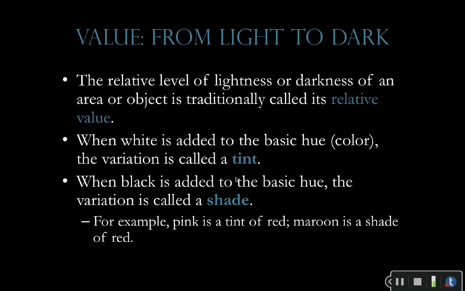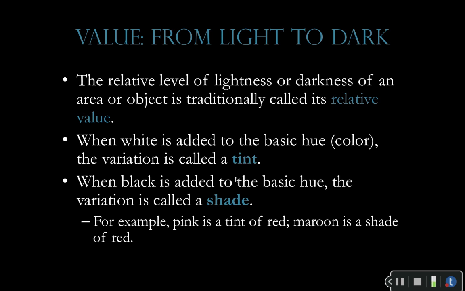When we talk about value, it's also important to talk about the important terms that we should be using here. The relative lightness or darkness of an area or object is traditionally called relative value. Relative level of lightness, I misspoke. And when white is added to a basic hue or a color, the variation is called a tint.